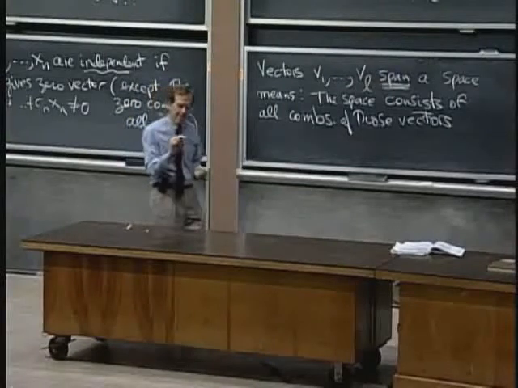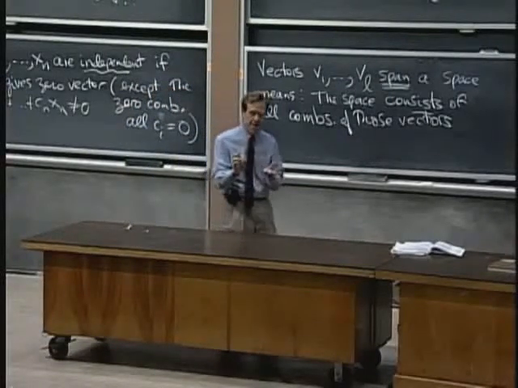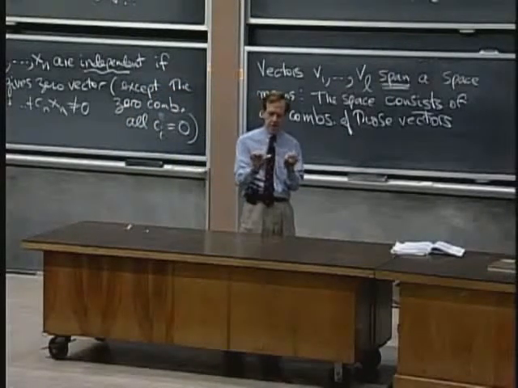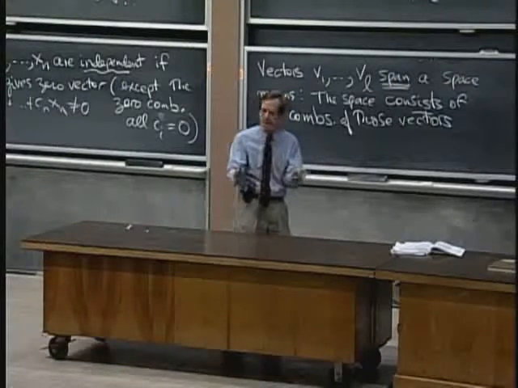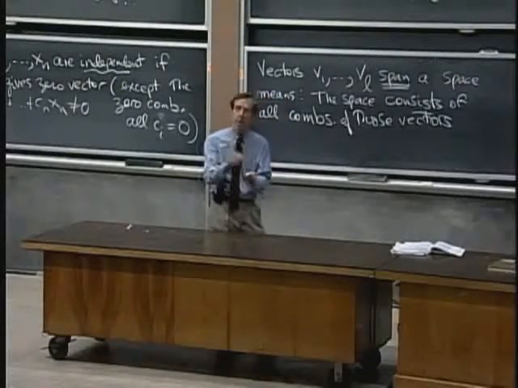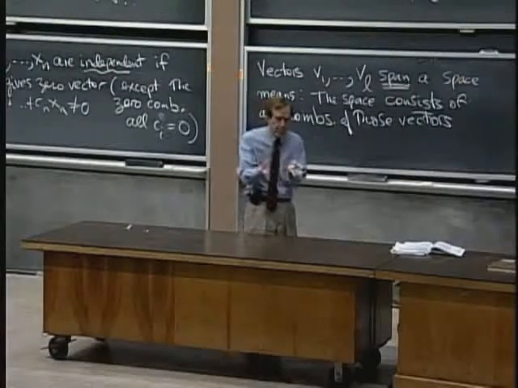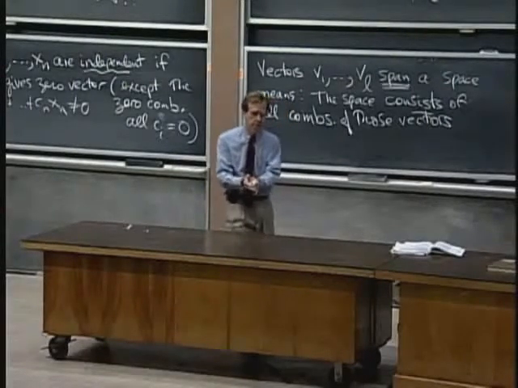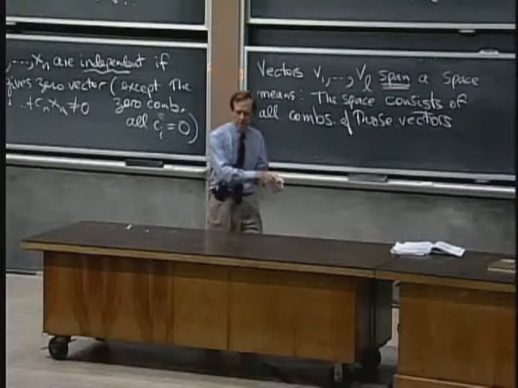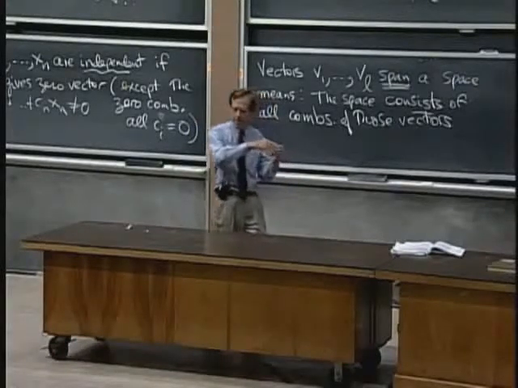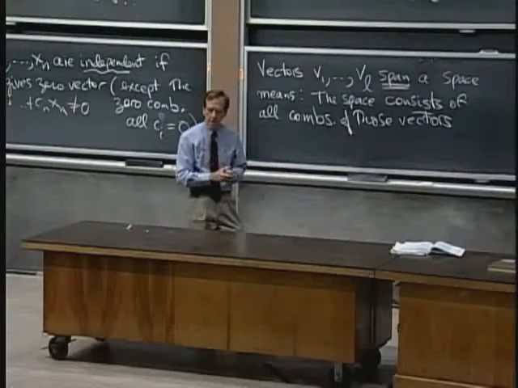But obviously, I'm highly interested in a set of vectors that spans the space and is independent. That means I've got the right number of vectors. If I didn't have all of them, I wouldn't have my whole space.